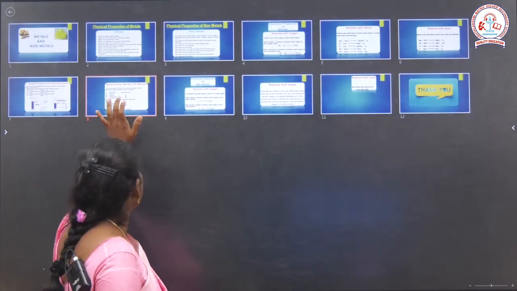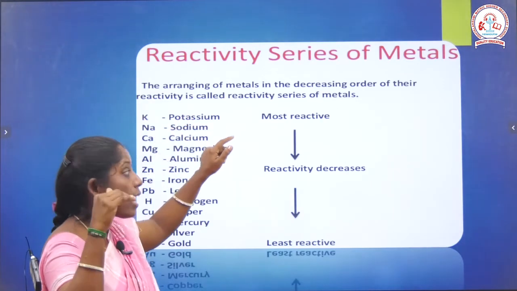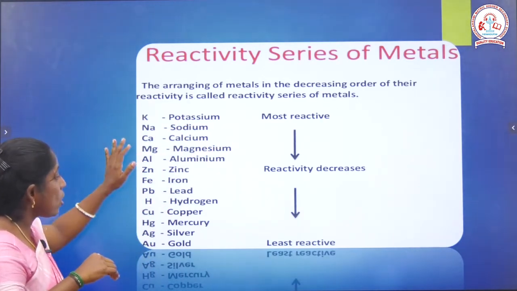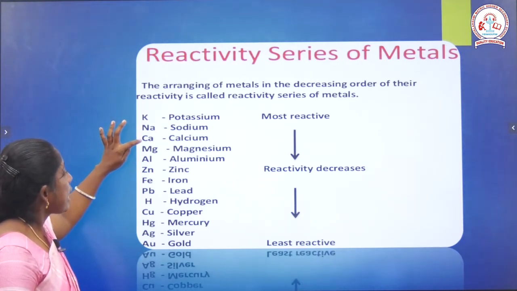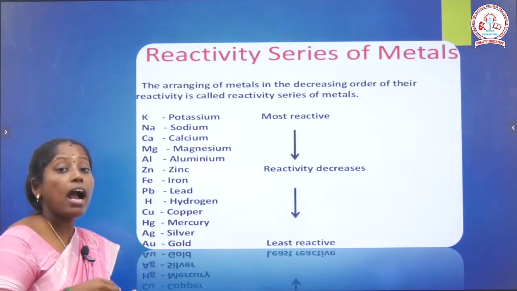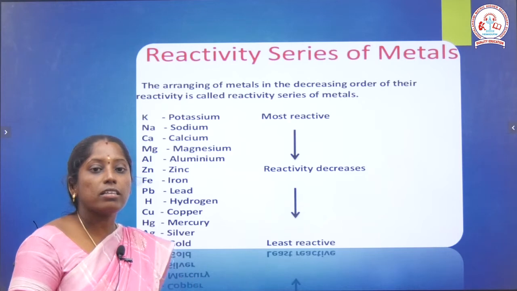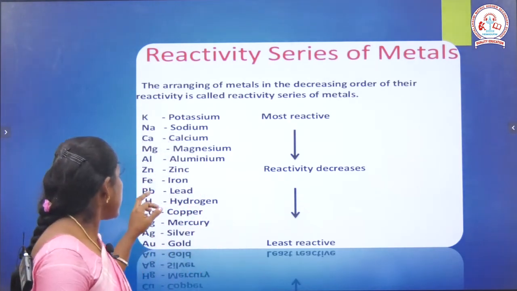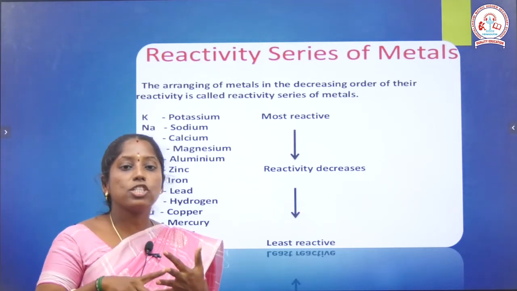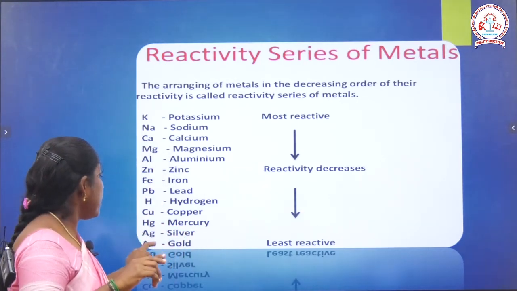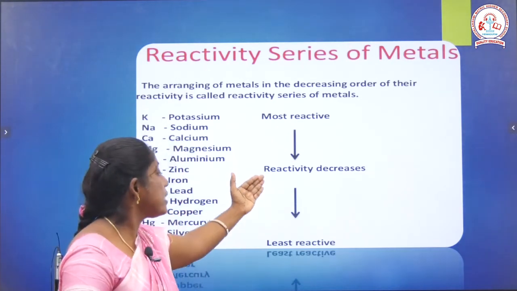See that here, we can say the first one, K, what is that? Potassium. Potassium is a more reactive metal than the others. This is the order. First one potassium, then sodium, calcium, magnesium, aluminium, then zinc Zn, then Fe iron, then Pb lead, then next one hydrogen H, Cu copper, then Hg, what is that? Mercury, then Ag silver, then finally gold. So this is a decreasing order of reactivity.